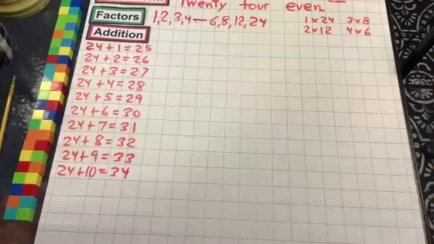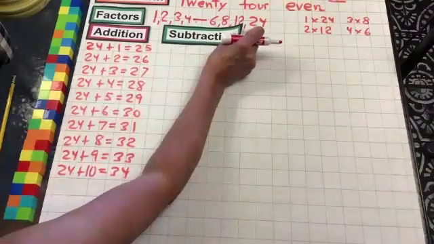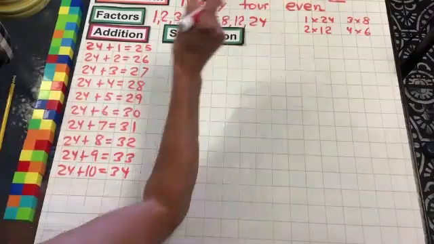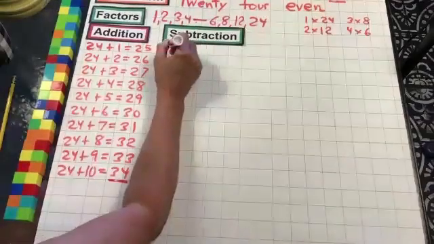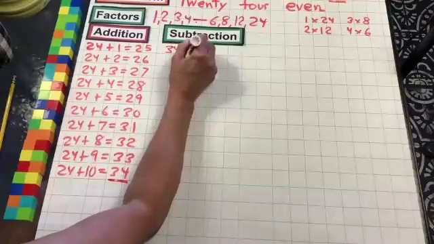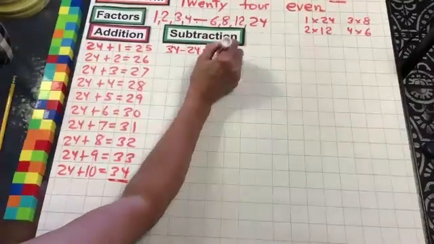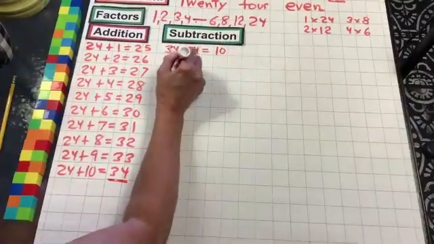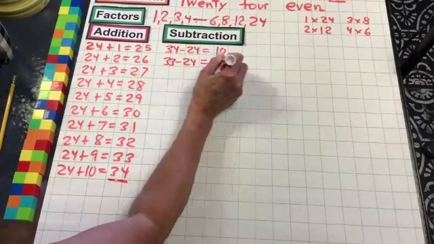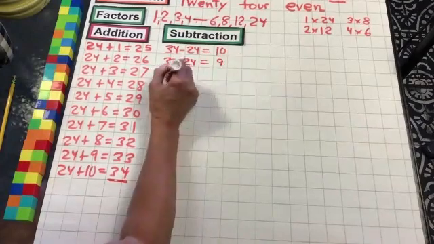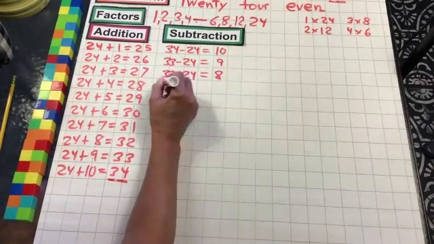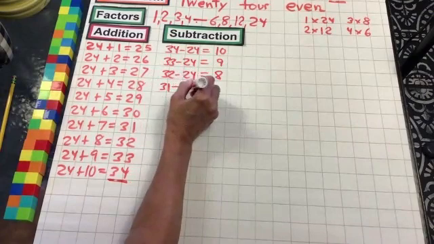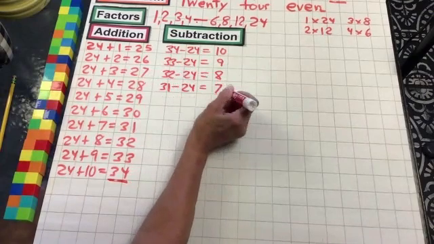All right, let's move on to subtraction. Writing it out, saying it out loud, or saying it to yourself. So we're going to start with 34 up here. 34 minus 24 equals 10. 33 minus 24 equals 9. 32 minus 24 equals 8. 31 minus 24 equals 7.